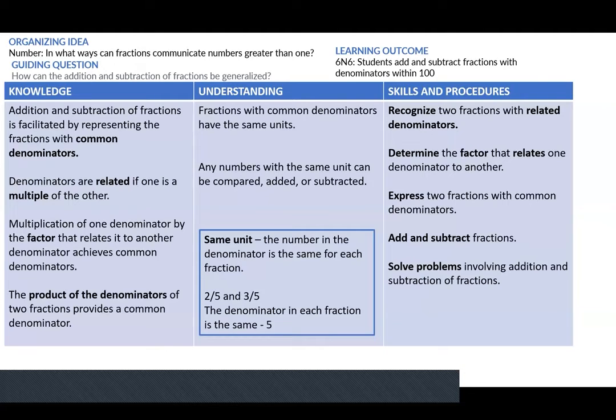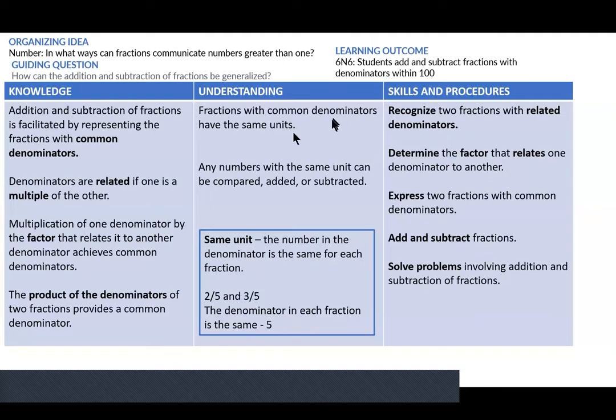So denominators are related if one is a multiple of the other, and you're going to see an example. Multiplication of one denominator by the factor that relates it to another denominator achieves common denominators. So we're going to look at examples where the denominator of one is a factor of the other one. And so we just find out what the other factor is, and that's what we're going to multiply by. And the product of the denominators of 2 fractions provides a common denominator. So for lack of anything else, I remember when I used to teach it, always multiply the 2 denominators, and for sure you'll get a common denominator.